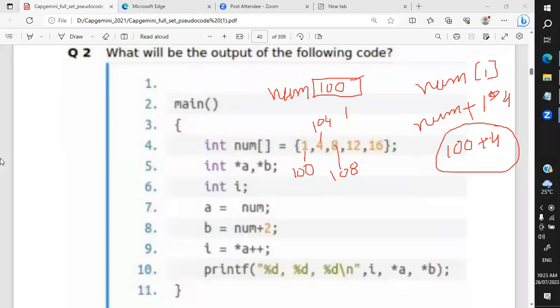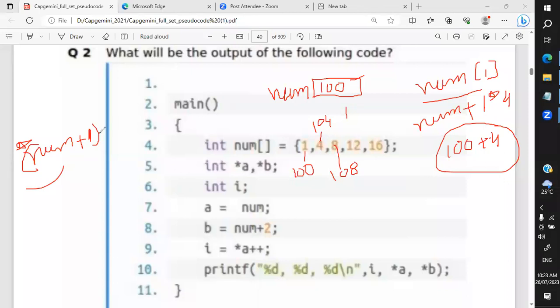Now, if you write num of 1 or you write num plus 1, both are actually the same. Am I right? Yes or no? Value at num plus 1. Instead of writing num of 1 with square brackets, I can write star of num plus 1. Num is 100. 100 plus 1 is 104, not 101. Value at 104 is 4. Anyways, you can get the answer.